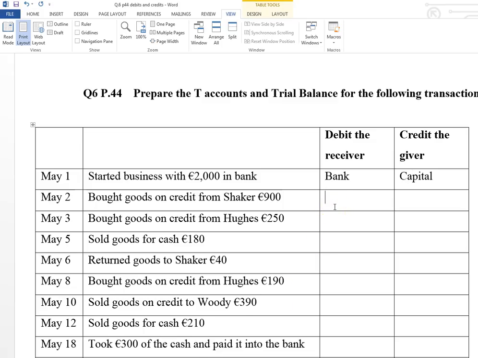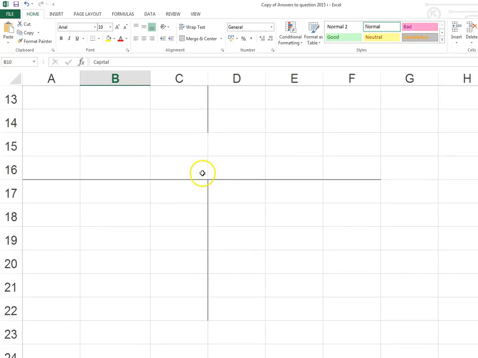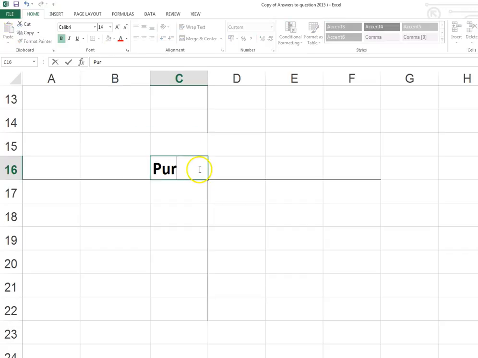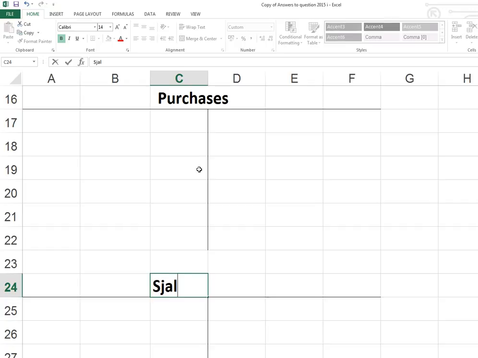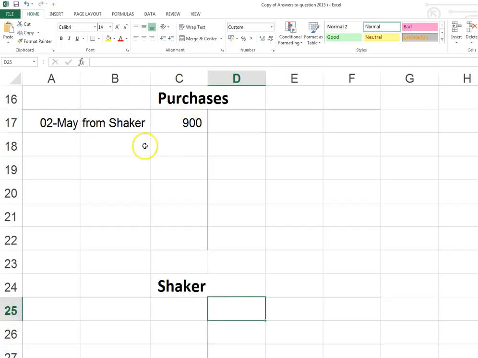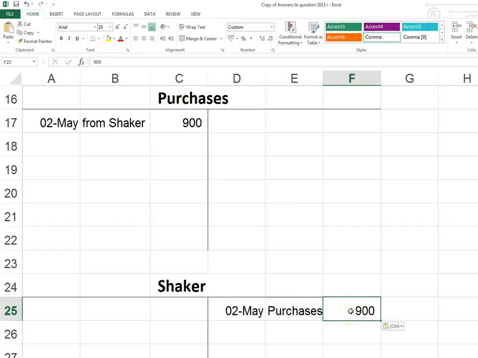Next, bought goods on credit from Shaker. So when you buy goods, it's purchases. And the business needs to record purchases of goods, and it needs to record that Shaker gave the goods to the business, and that the business owes Shaker money. So Shaker is the giver, and purchases, because the business is receiving goods, is the receiver here. So purchases and Shaker are the two accounts. We don't have them open yet, so we come to our T accounts, and we open an account for purchases and for Shaker. So I've added 900 on the debit side of purchases, and in Shaker we need to add 900 as well. So credit Shaker, debit purchases.